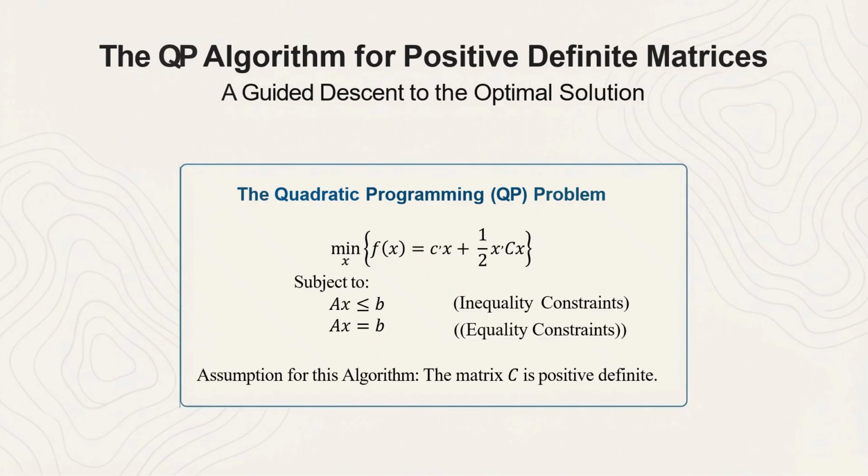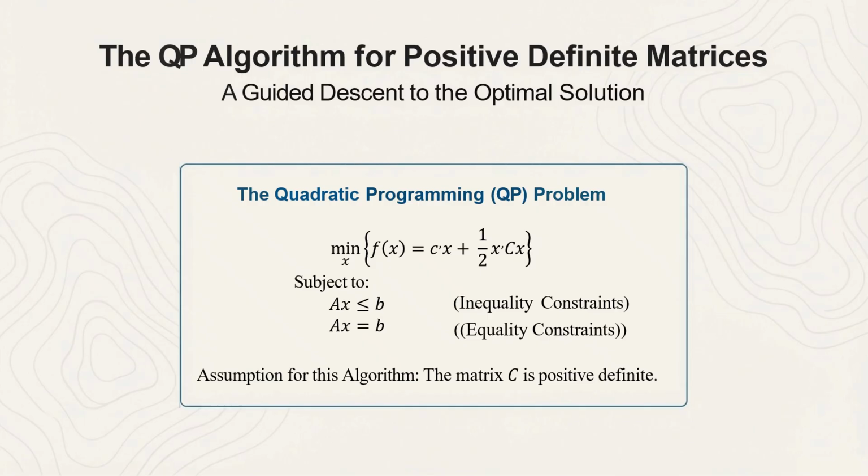Now take a close look at the constraints. We have a combination of inequality constraints, Ax less than or equal to b, and equality constraints, Ax equals b. The presence of these inequalities makes solving this problem more challenging than simpler optimization tasks, as we do not initially know which boundaries will be active at the final optimal point.